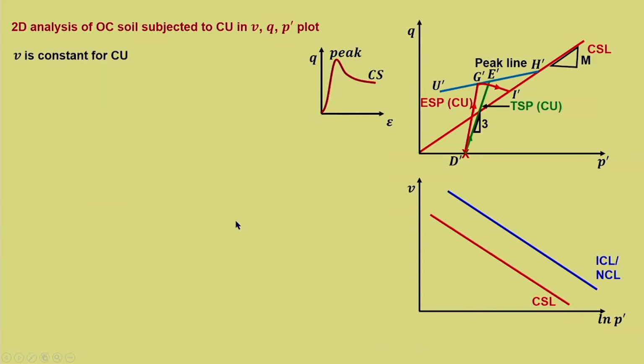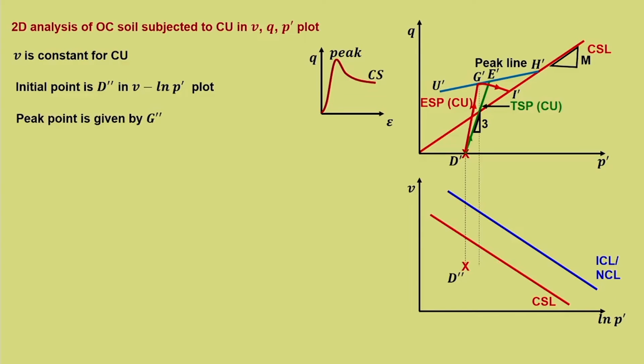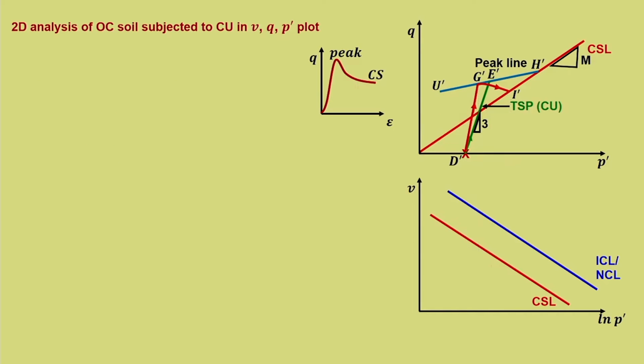Now, again V is constant for CU. So, D dash we know. Now, it is very easy to plot in what direction the state of the soil would change. So, it has to be horizontal. Peak point is given by G dash, it has to be in the same line, because V remains constant in CU. Failure point on CSL is I dash. So, it is a horizontal line and this is denoted by I double dash.